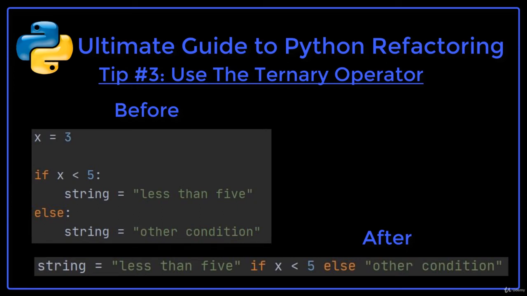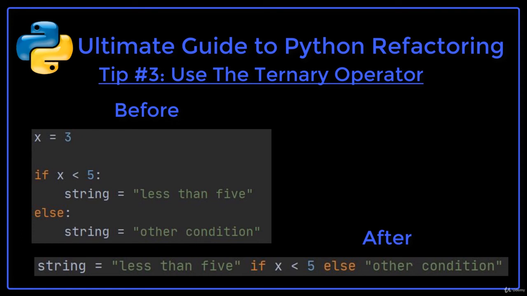Use the ternary operator. Sometimes we want the value of a variable to depend on a certain condition present in the program. For example, if we have an x variable set to an arbitrary value, and later on in the program we want to set a string variable based on whether or not x is less than 5. Notice that the if-else solution here totals 4 lines of code, excluding the example of setting x to 3. Using the ternary operator, our solution is 1 line of code.